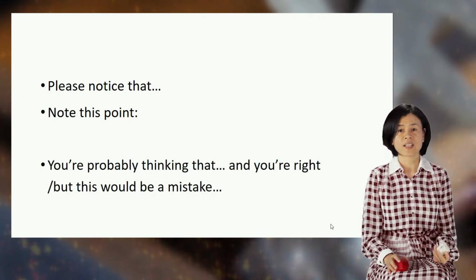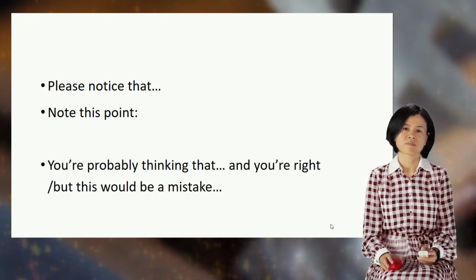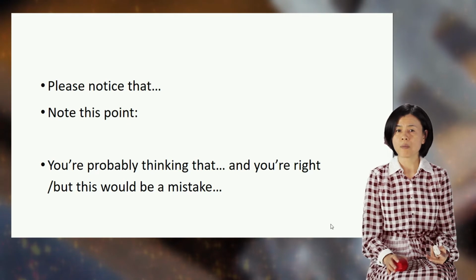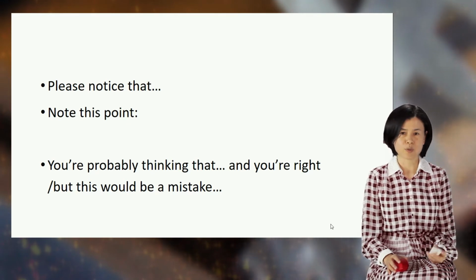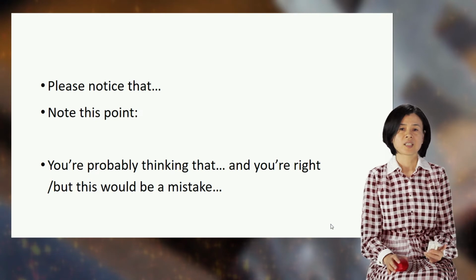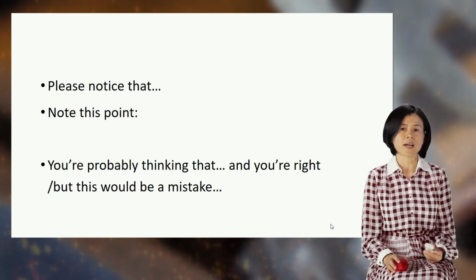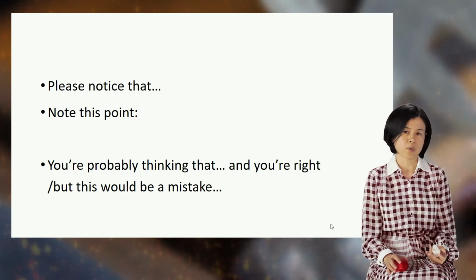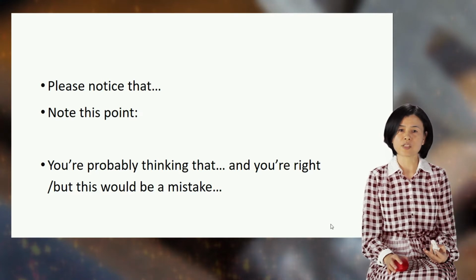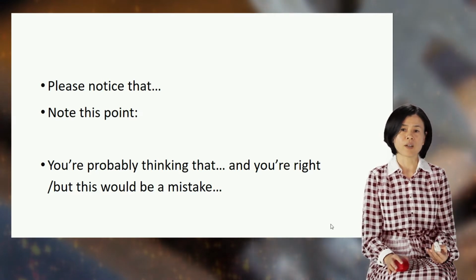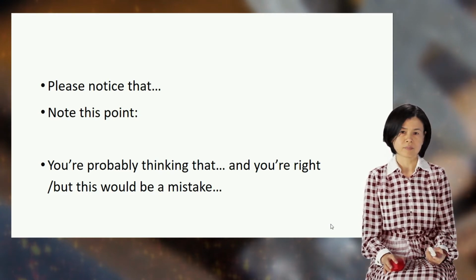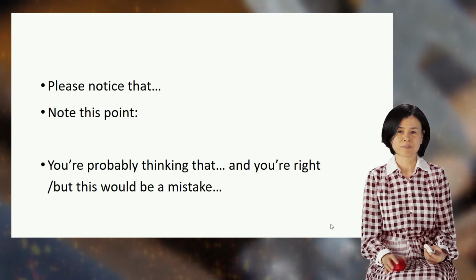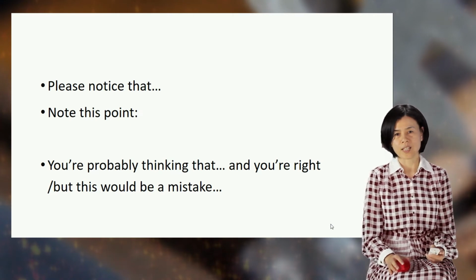"You are probably thinking that, and you are right." Or, "You are probably thinking that, but this would be a mistake." These 2 sentences start with something that the audience is thinking. Then they move on to some agreement or disagreement. This kind of structure can draw more attention from the audience and allow them to follow your talk more easily. Right? Was that clear? So, I will move on to the next part.